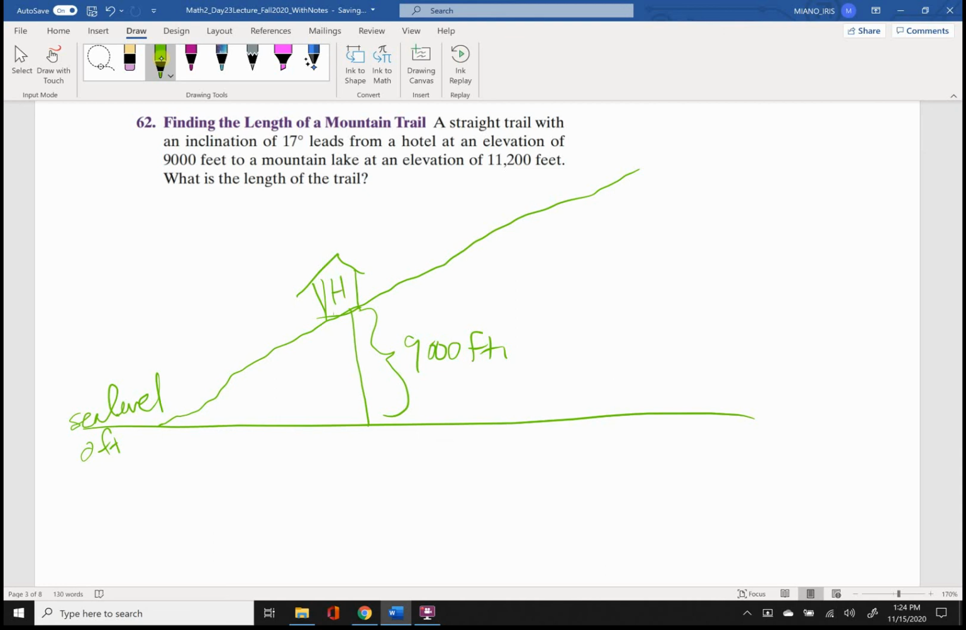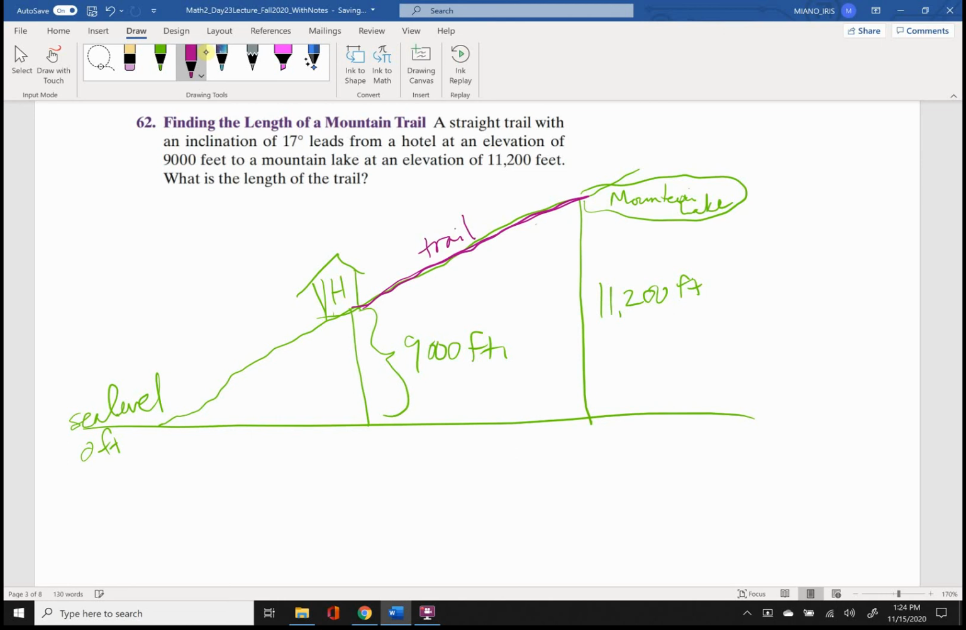Okay, cool. Now, from here, there is a trail, right? And it goes up to a lake, a mountain lake, that's at 11,200 feet. This is the mountain lake. Okay, so what we're supposed to be gleaning from this is from the hotel to the mountain lake, there's this trail. So in this pink color, I'll say that this is the trail. Okay, trail's in pink.